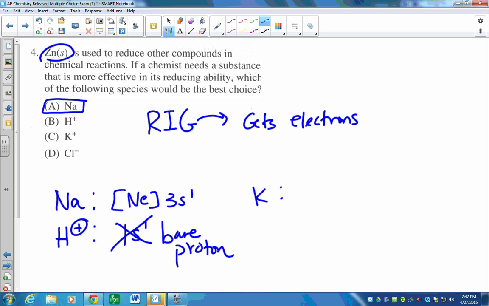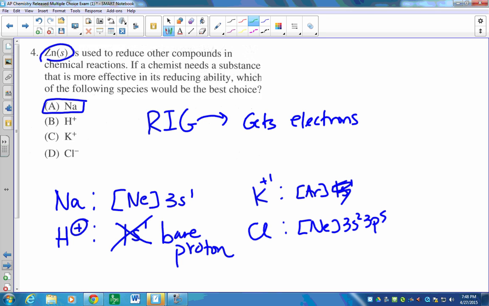Potassium is argon 4s1, but this isn't potassium, it's potassium plus 1, so it gave this electron away. And chlorine is neon 3s2, 3p5. But this -1 charge here means that chlorine picked up another electron. 5 plus 1 is 6. This turned into argon.